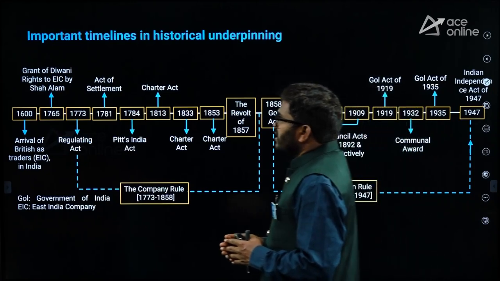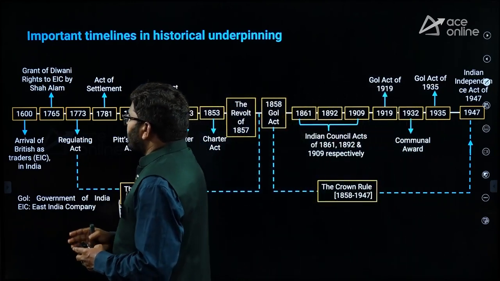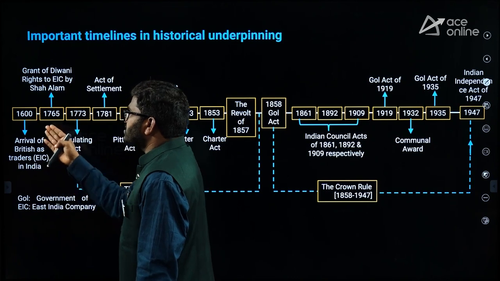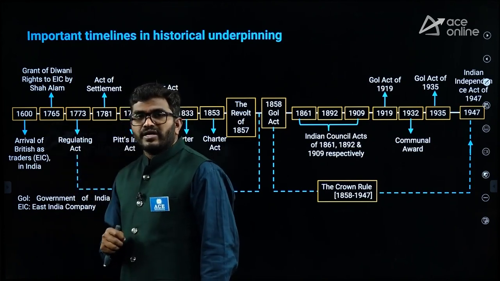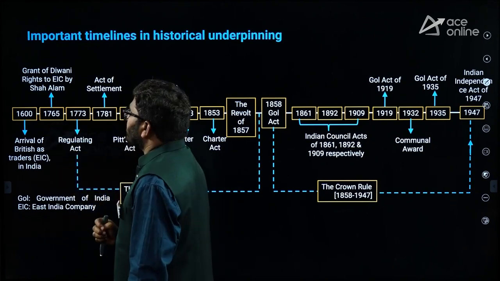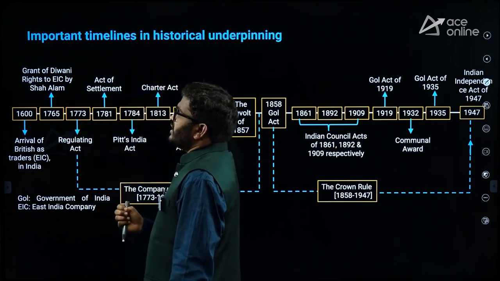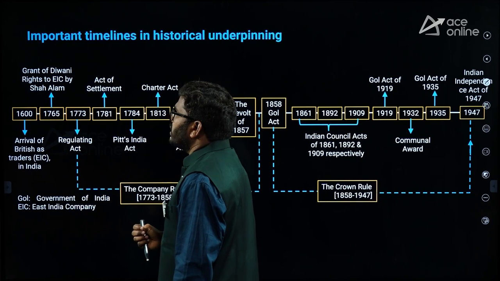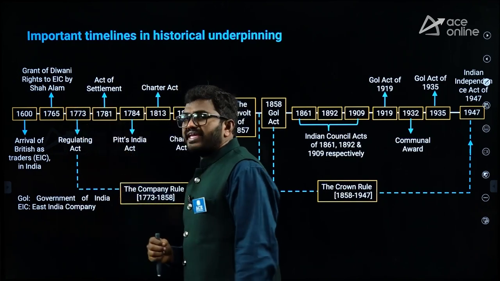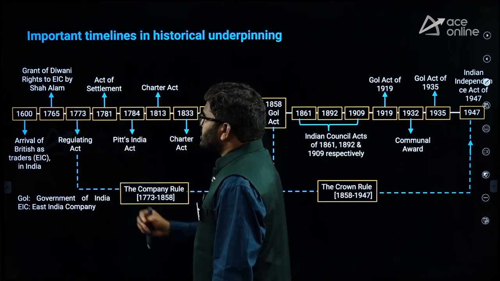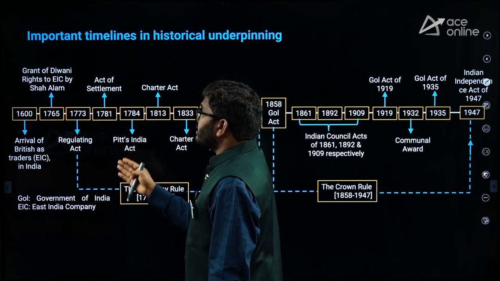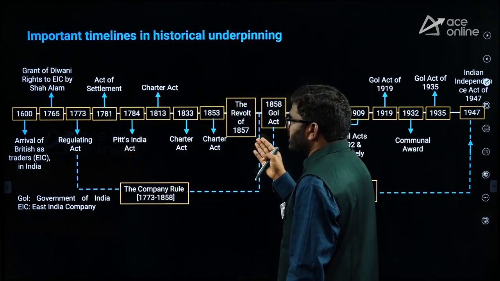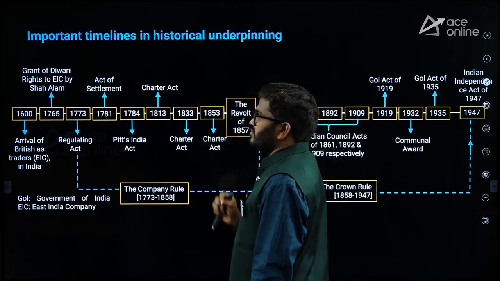See here, the arrival of the British as traders, the East India Company, in India in 1600. They entered in 1600, and in 1765 they got the rights of Diwani. Who gave that? Shah Alam gave that. Then from 1773, through the Regulating Act, up to the revolution of 1857, the company rule was there.